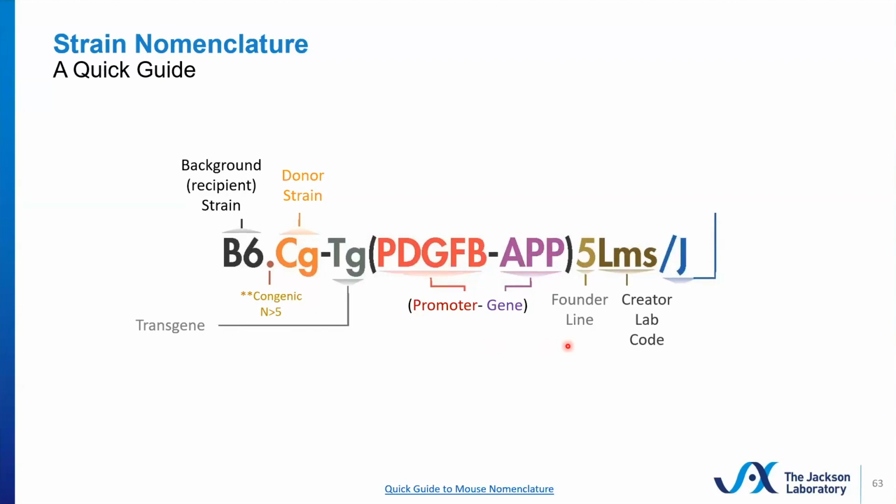When transgenic lines are produced, usually the construct is microinjected into the embryos, and the resulting mice have different areas where the transgene has integrated into the genome. So these different mice or lines may have differences in expression. So it's important to remember that for reproducibility, you need to know which founder line you are working with. Next, we have the creator lab code, and then once again, the lab holding code.